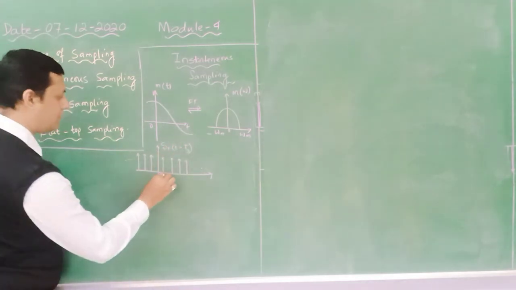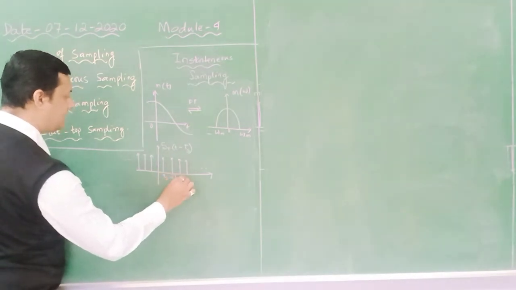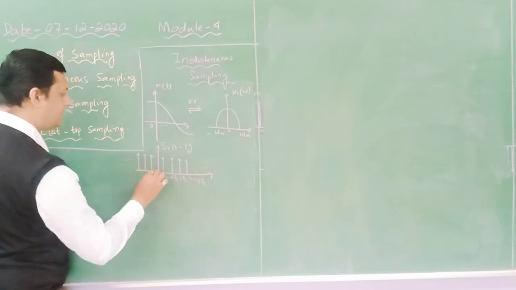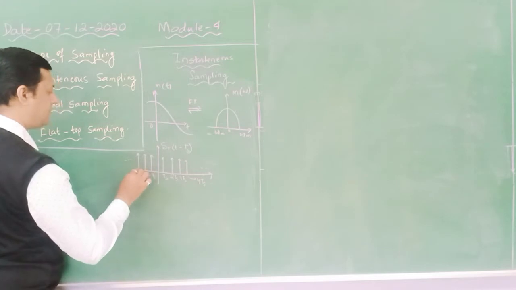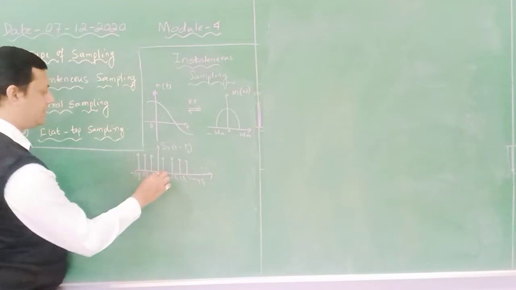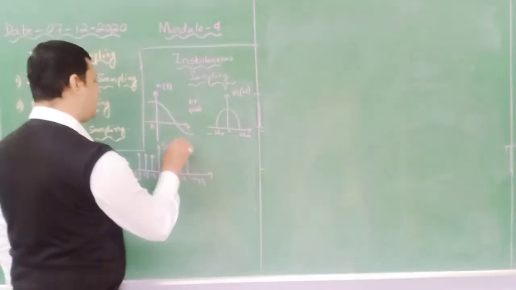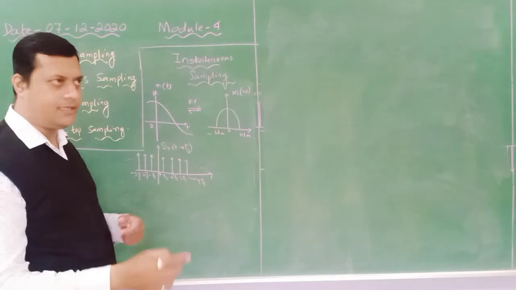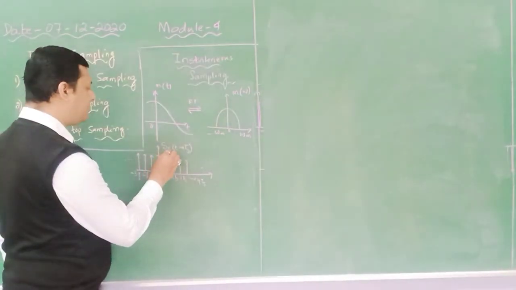Okay. So what is Ts? Ts is this. This is 2Ts. This is 3Ts. This one is 4Ts. This is minus Ts. This is minus 2Ts. This is minus 3Ts. Okay. This is the pulse train. Here I can write nTs, n number of samples with the time period Ts. So this is delta of t minus nTs. And what is its amplitude?